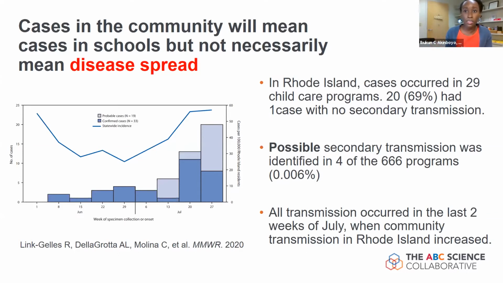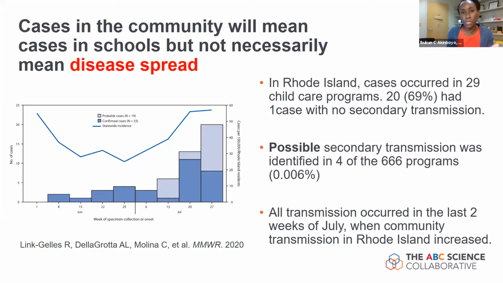So in Rhode Island in particular, they saw cases in about 29 programs. 20 of them, so 69%, had 1 case and no secondary transmission, no spread. But there were about 4 of the 666 programs they looked at that had secondary transmission. Really low, but it's possible even in the best case scenario.